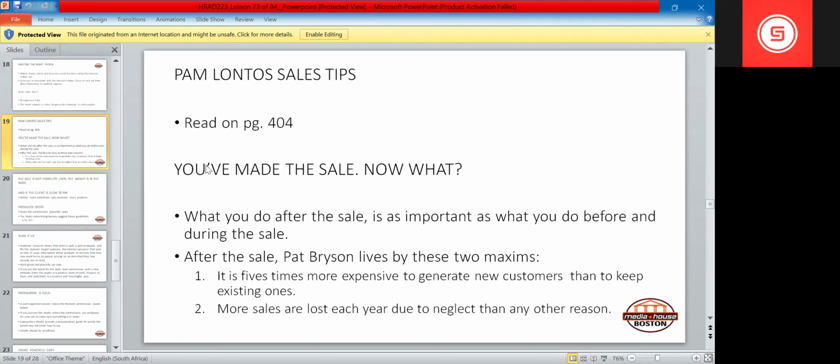Okay, so if we look at Pam Lonto's sales tips on page 404, let's go back to the book there. There are quite a few, so let's just have a look. Pam Lonto's sales tip number one: question and listen to the prospects and uncover and meet their true needs. I want to make sure that I'm not repeating something that's already here. Okay, so qualify the buyer, always get to the top decision maker and don't waste time with people who are not in a position to make a decision. Straight up. Let's go to the third one.